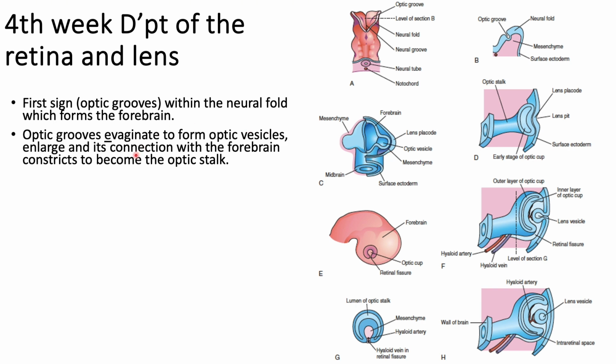This will enlarge, and its connection with the forebrain will constrict to become the optic stalk. So here you can see that there is a constriction of its connection to the forebrain. Remember, we said that the sulcus or the groove occurred around the prosencephalon of the forebrain, so there's a continuity. Now, this slender portion, due to constriction of the connection of the optic vesicle and the forebrain, becomes the optic stalk.